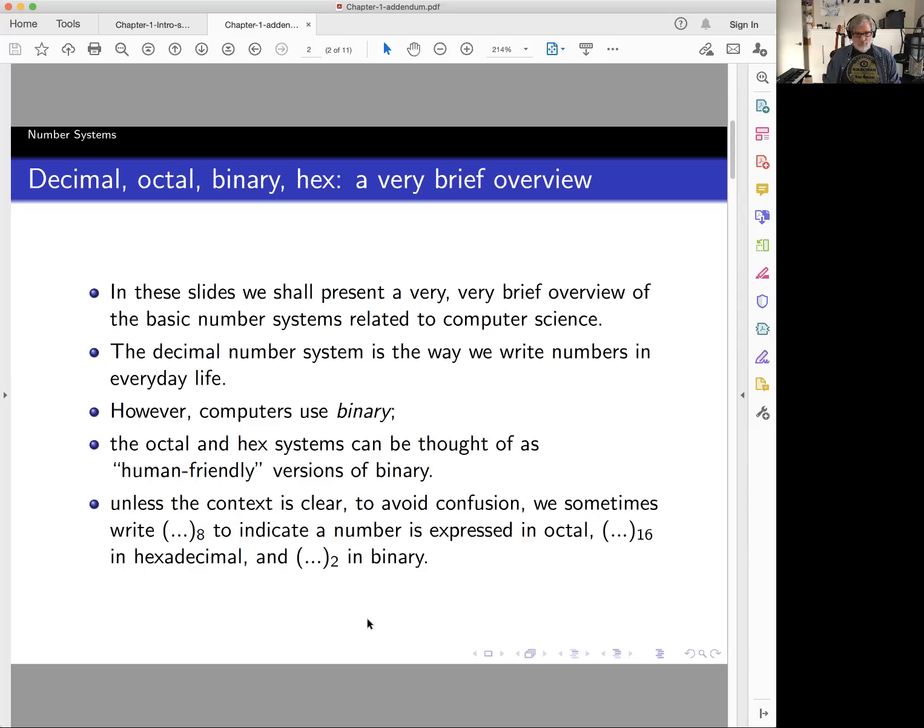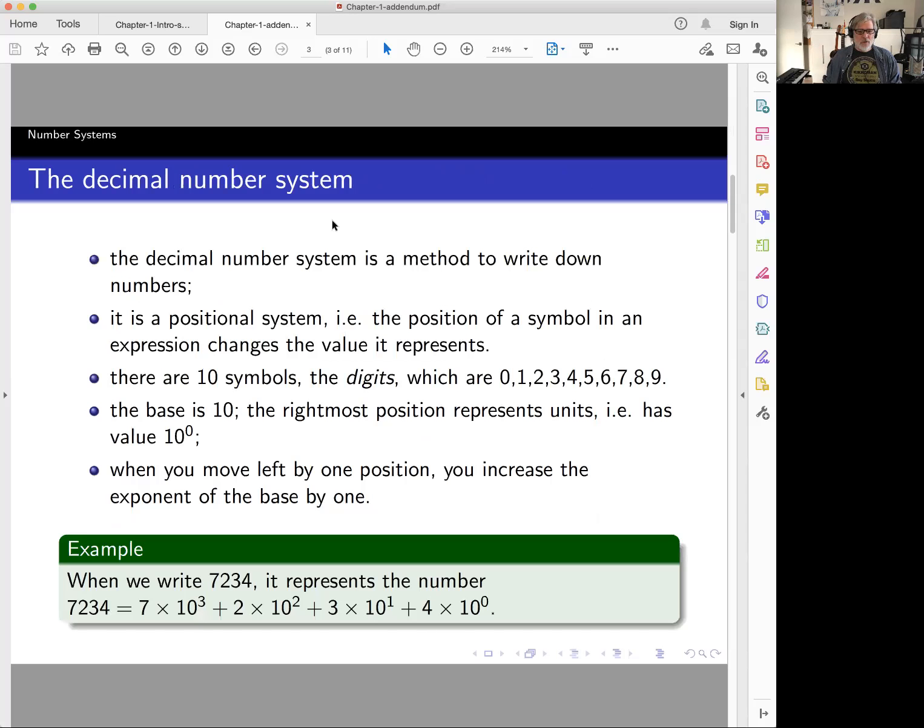So let me review decimal in one slide. The decimal number system is a way to write down numbers. It is a positional system, which means that the position of a symbol changes the value of what this digit represents. What are the symbols that are used to write down numbers? They're called the digits. There are 10 of them: 0, 1, 2, 3, 4, 5, 6, 7, 8, 9. That's their names.